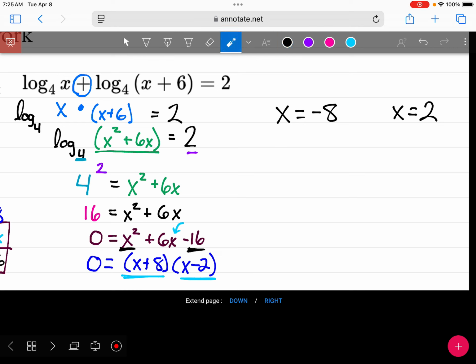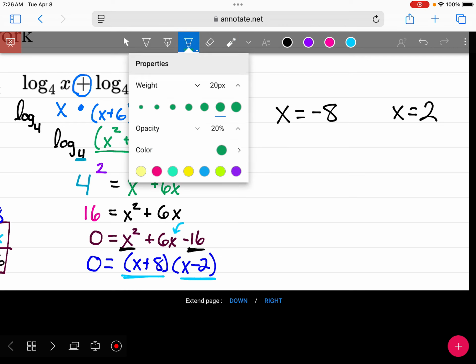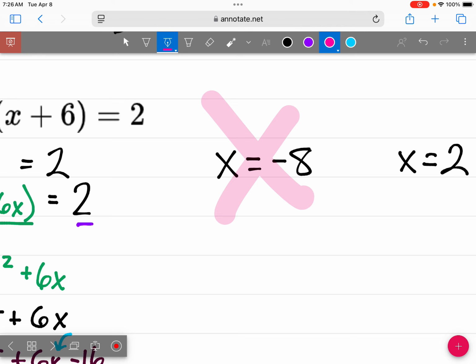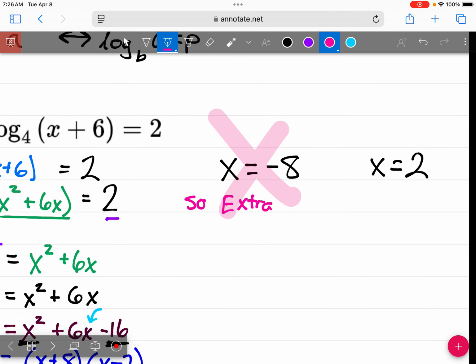And then we have to check. If I substitute in negative 8 right here, is my argument still positive? No. So we know that this guy right here, oh my gosh, they made us do all that work and it doesn't even count. That is so extra. It is extraneous. If you just want to write like so extra, I totally would take it as well. I've had people do that before, but they just go so extra. But what it is is extraneous.